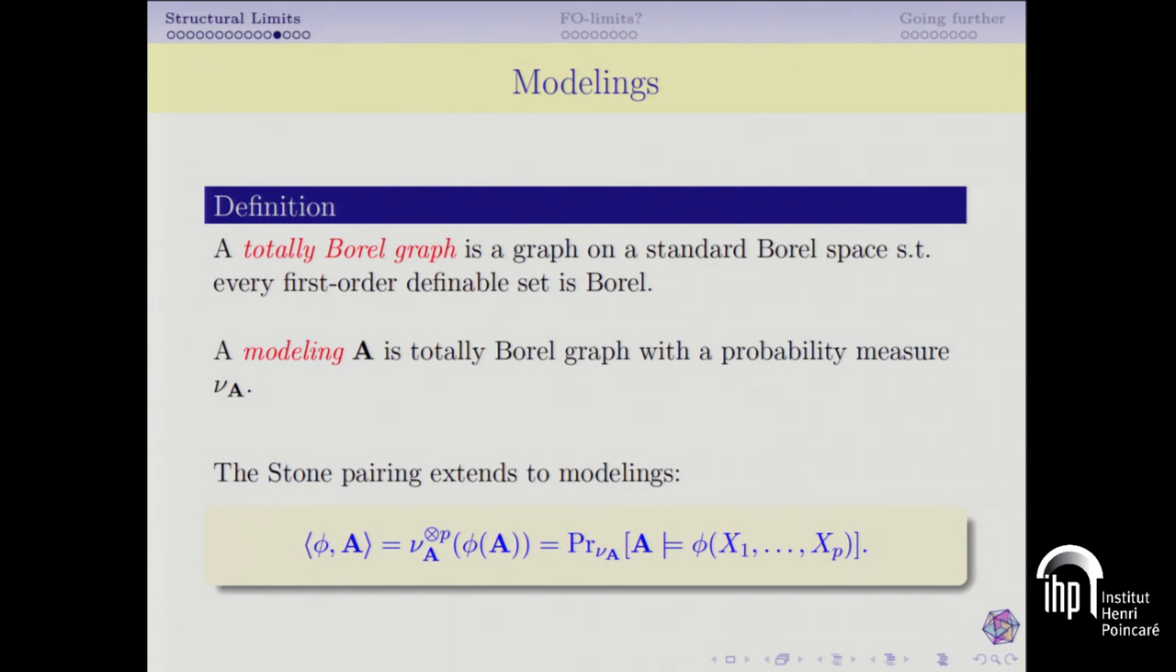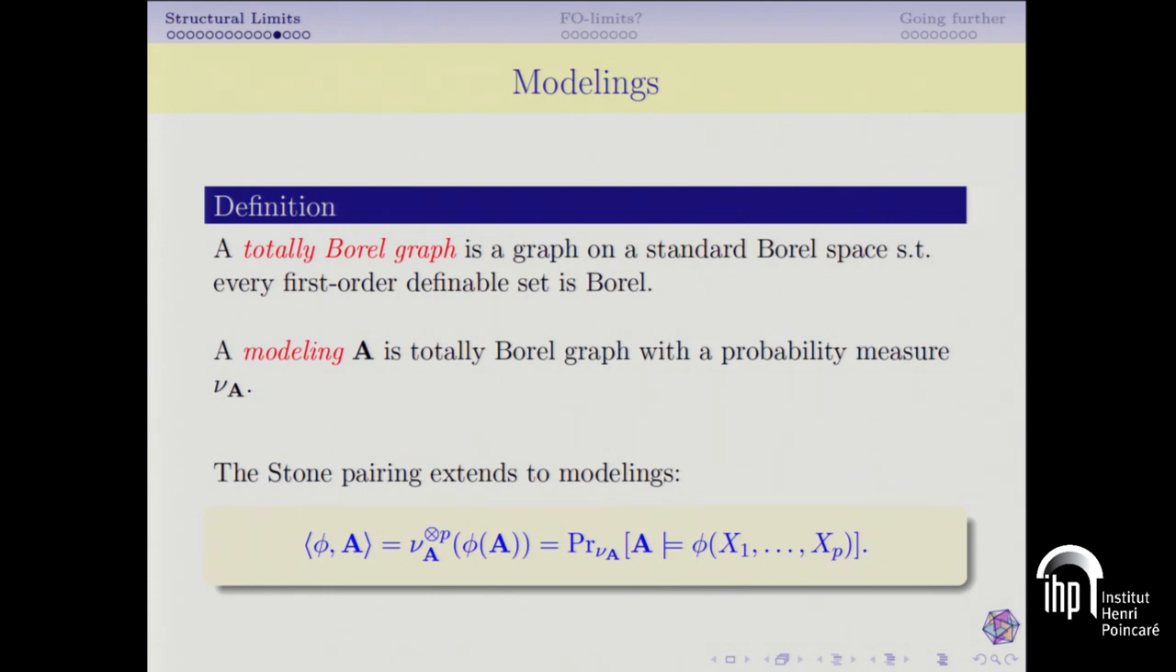And this is why I will ask that my limit object be a totally Borel graph, which means it is a graph on a standard Borel space with the property that every definable set without parameter is Borel. You can put finitely many parameters, it will not change anything. And a modeling will be a totally Borel graph together with an atomless probability measure on the vertex set. Sorry, what is the structure in which definability?